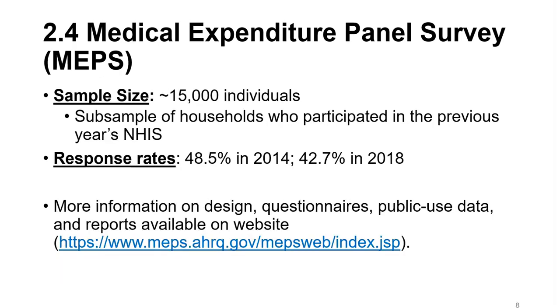The sample size of the MEPS is smaller than many other surveys. As I mentioned before, it is collected from a subsample of households who participated in the previous year's NHIS. The sample includes roughly 15,000 individuals per year. The response rates are also slightly lower. In 2014, the response rate for the MEPS was 48.5%, and in 2018, the response rate was 42.7%. More information on the design, questionnaires, public use data, and reports are available from the website provided.